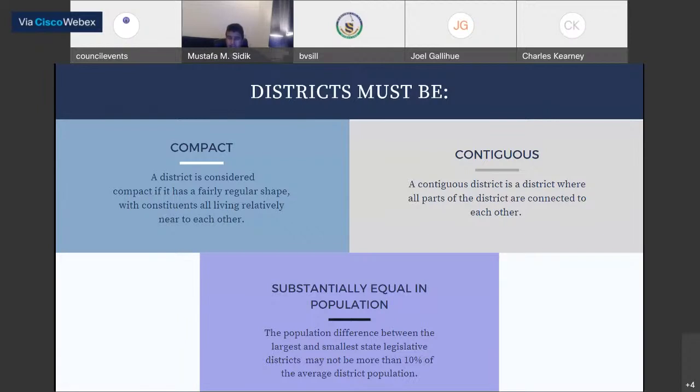But the general idea of compactness stands true. The second parameter is they must be contiguous. What does that mean? A contiguous district is a district where all parts of the district are connected to each other. And lastly, they should be substantially equal in population.